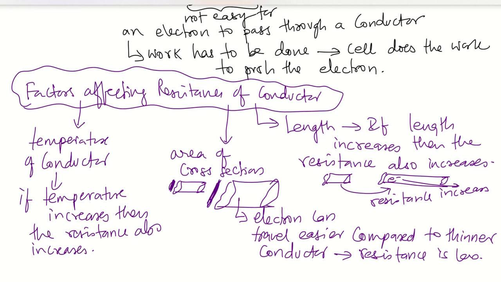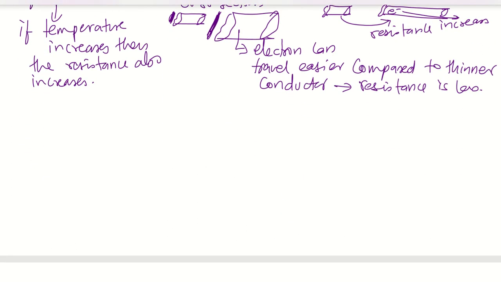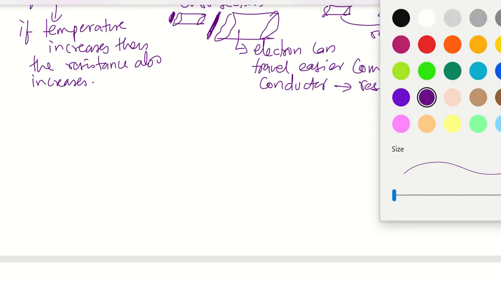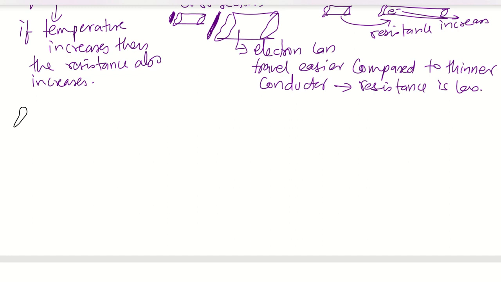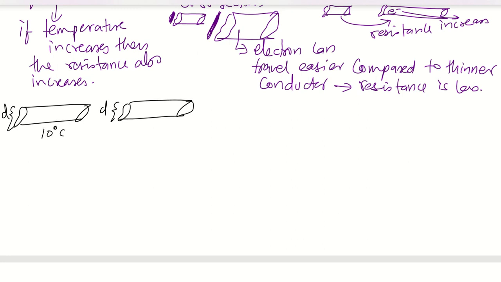Why does it happen now? We have to understand. Let's say there is a piece of wire again, and then you have another piece of wire. Both have the same diameter, d. Here also the diameter is d. But this one is at, say, 10 degrees Celsius and this one is at 40 degrees Celsius.